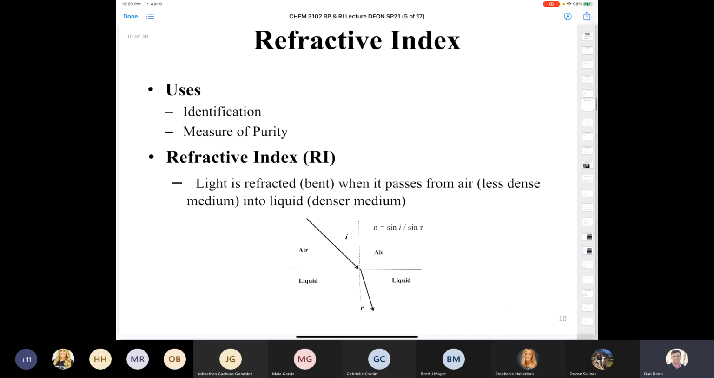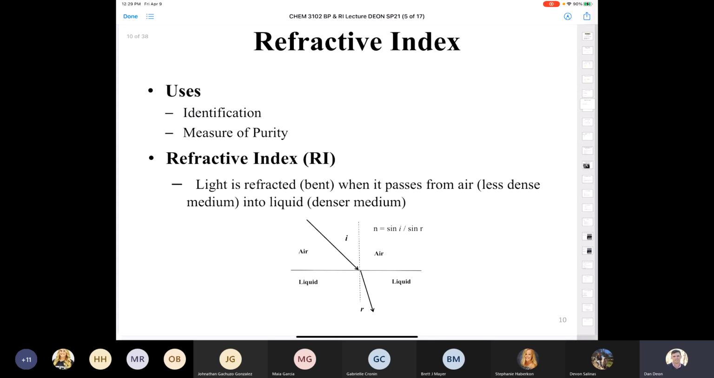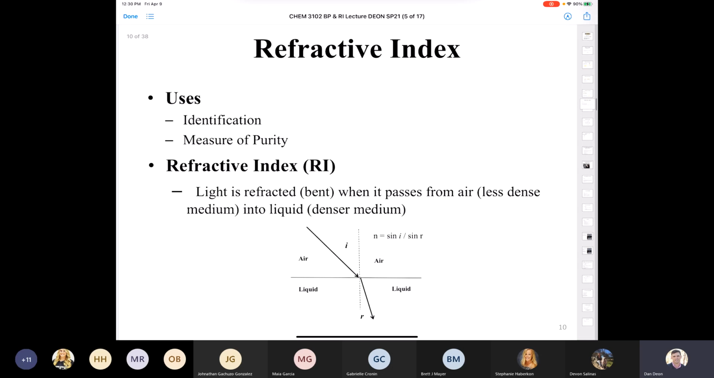But before we get into that, I want to talk a little bit about refractive index. Now, this is something that's probably new to most of you. I'm sure that all of you have boiled water at some point in your life if you're making macaroni and cheese or something, but I could probably assume that most of you haven't taken a refractive index before.